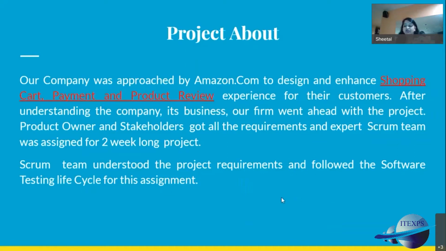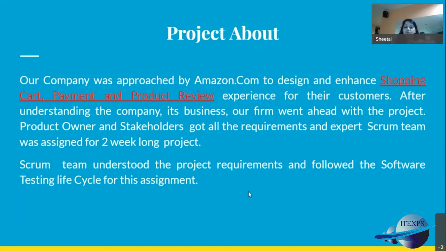So, something about the project. Amazon actually just contacted us, basically our firm, and they wanted to design and enhance their shopping cart experience. There were some changes they wanted to make: one was the shopping cart, the second was the payment, and third was the product review experience. Everybody got together, our product owner, the B team, and the stakeholders on the Amazon side, and we understood all the requirements. Then our Scrum team put everything in, understood all the functionality, and divided it so that the project can run smoothly.